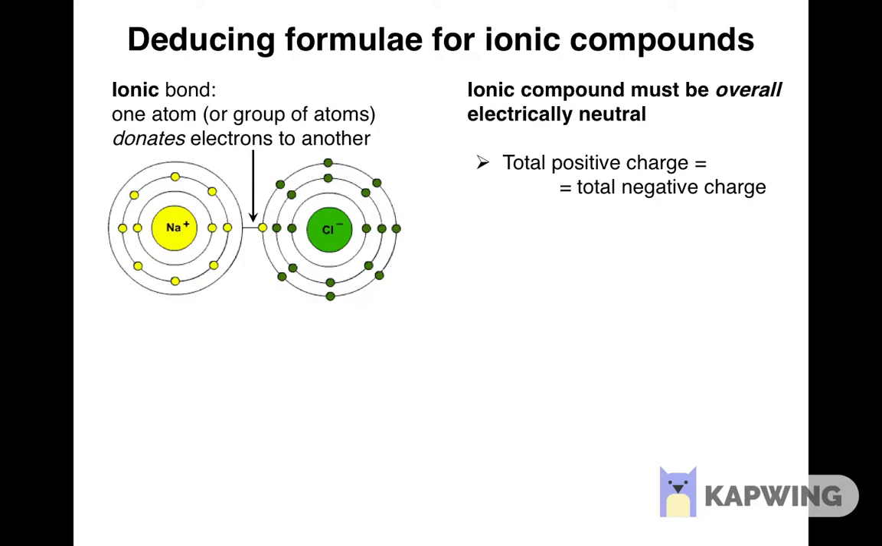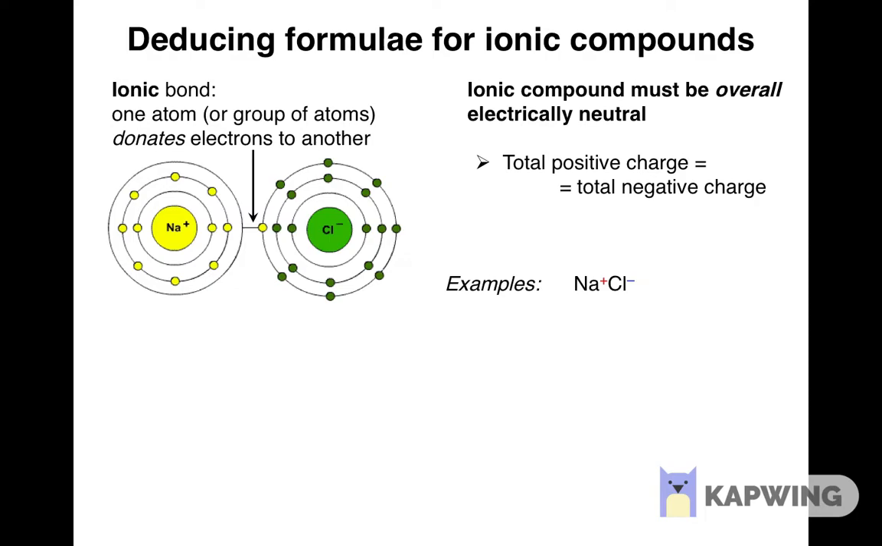Therefore, for compounds that are formed by cations and anions with predictable charges, the chemical formula of the compound can be deduced based on these charges. Consider the example of sodium chloride.